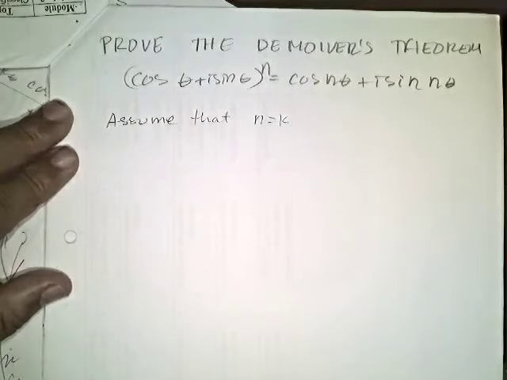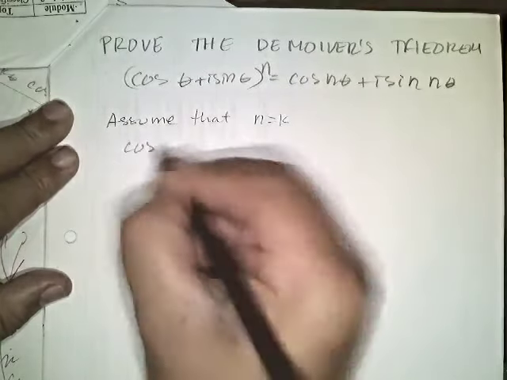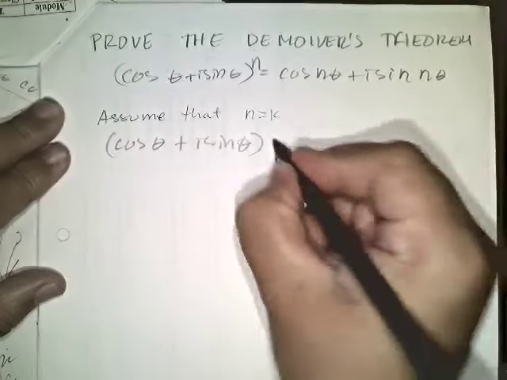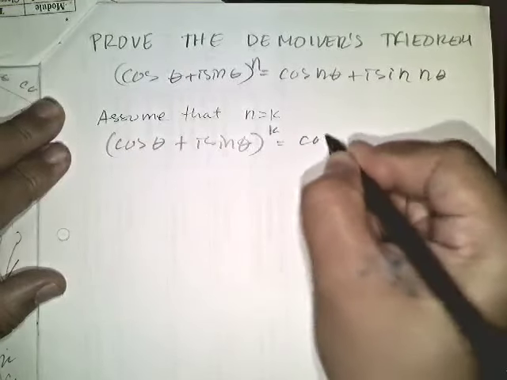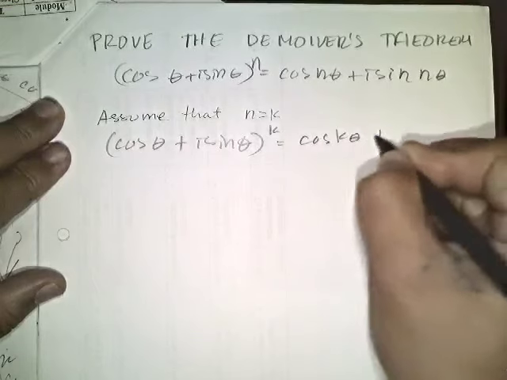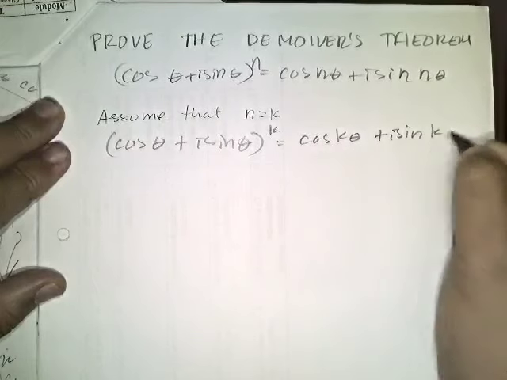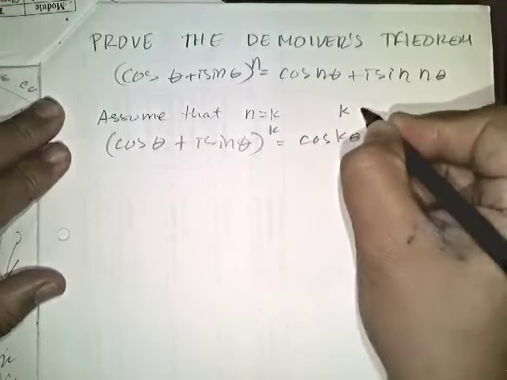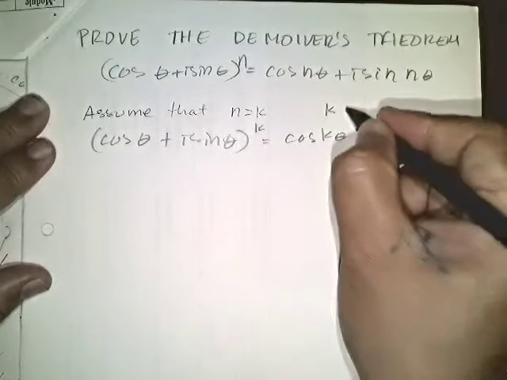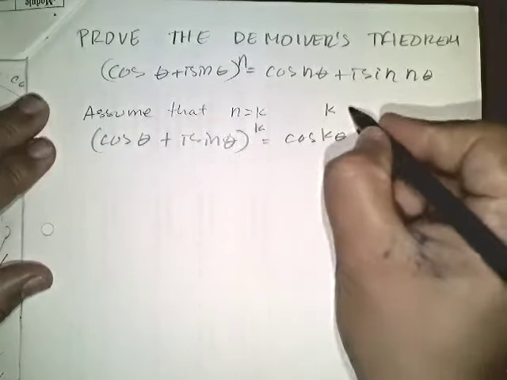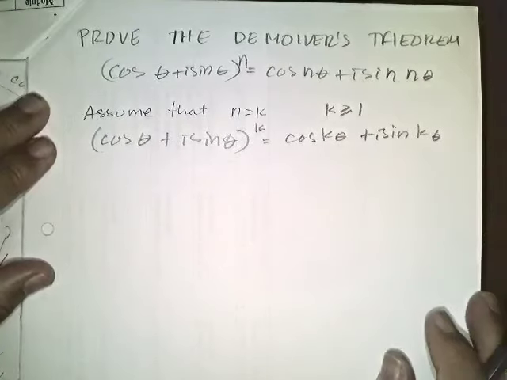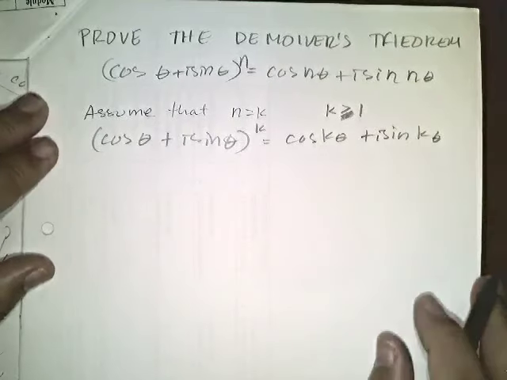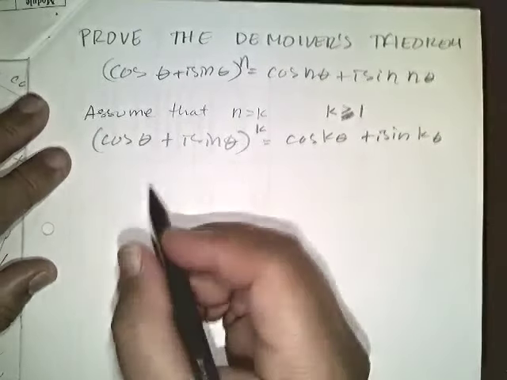That is, we need to accept that (cosine of theta plus i sine of theta) to the k is equal to cosine of k theta plus i sine of k theta, where k is an integer that is greater than or equal to 1. Alright?